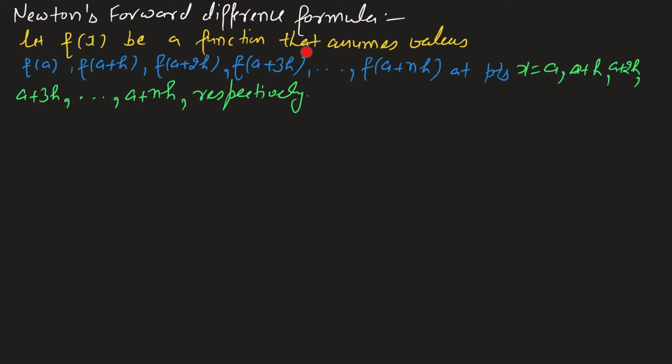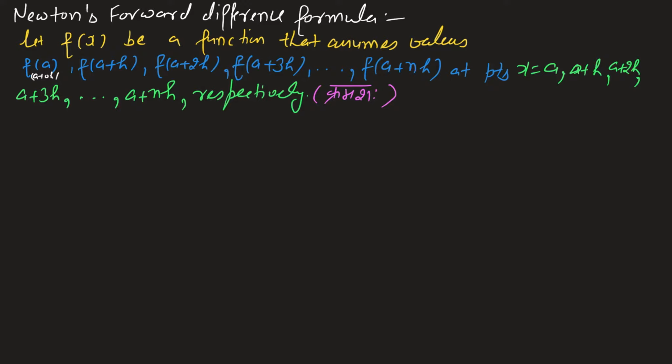So we assume a function f(x) that assumes values f of a at x is equal to a, f of a plus h at a plus h, f of a plus 2h at a plus 2h, f of a plus 3h at a plus 3h, and f of a plus nh at a plus nh respectively. If you see, these start from, this could be written as a plus 0h, so starting from 0 we are going to n.